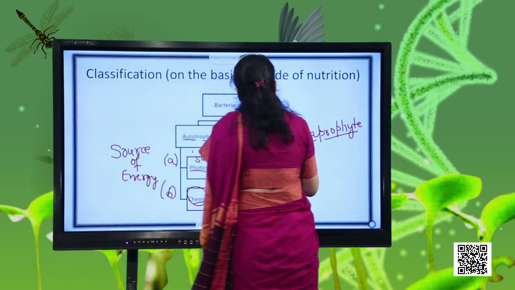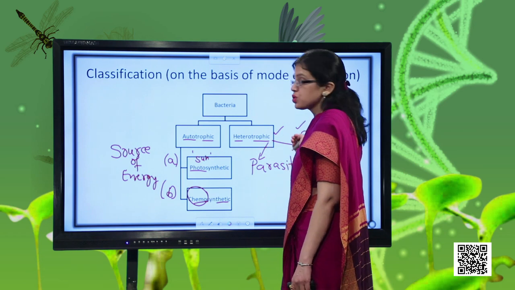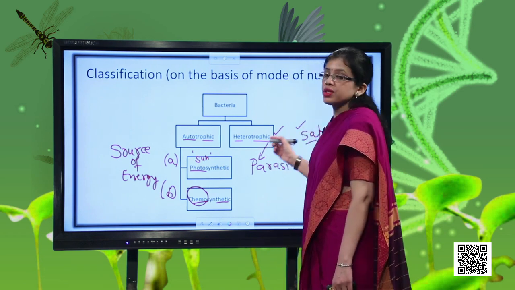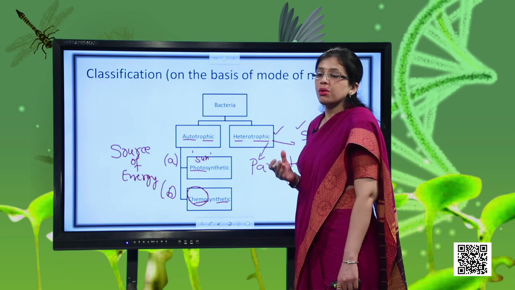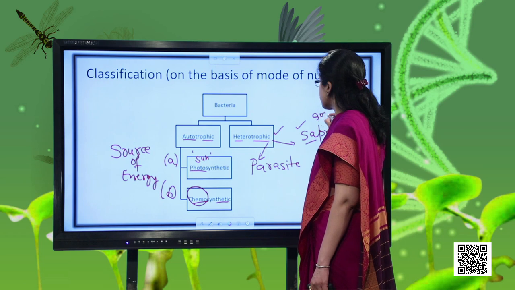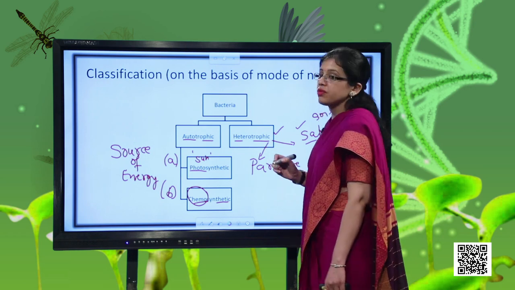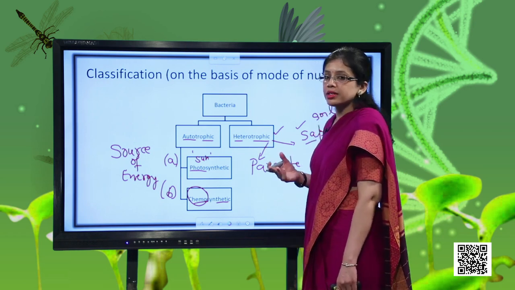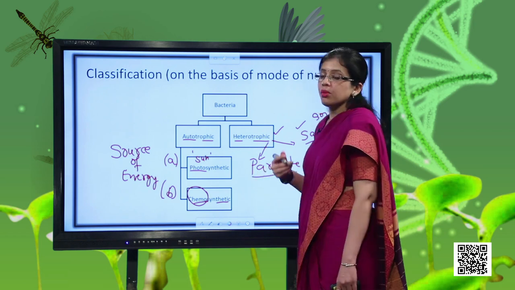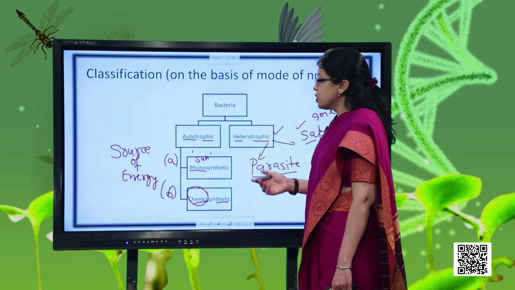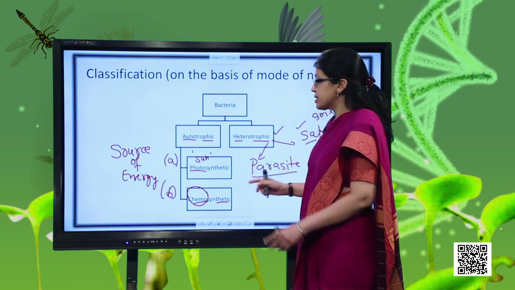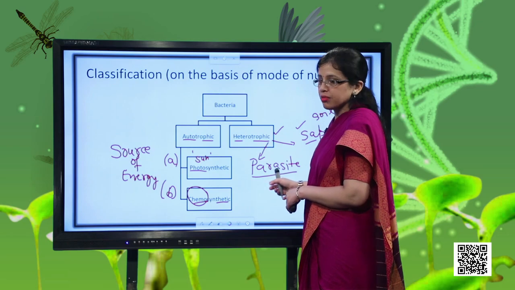Heterotrophic means we can further subdivide these heterotrophs into two categories, parasites and saprophytes. Saprophyte means those which obtain their food from dead and decaying organic matter. So if any saprophytic bacteria is present in the soil, it would be converting that dead and decaying organic matter into humus. Parasite means those which obtain their nutrition from another living organism. So all those bacteria which are capable of causing disease will be placed in this category of parasitic bacteria.